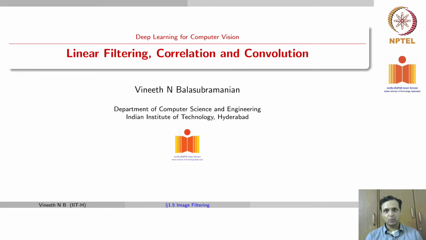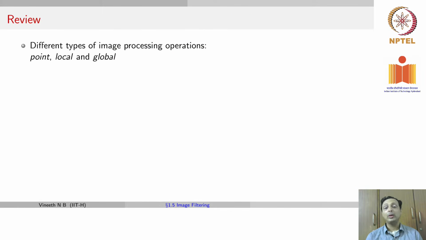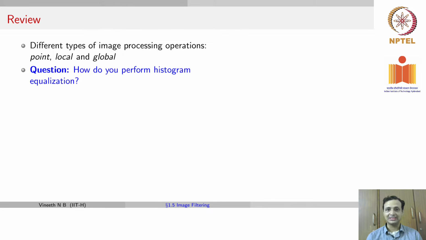Last lecture, we spoke about representing an image, and we also saw a few operations that you perform on images. Let's quickly review them and then move ahead. We talked about three types of operations: point, local, and global. And we did leave one question for you to find out about. Hope you put in some effort to answer that question.